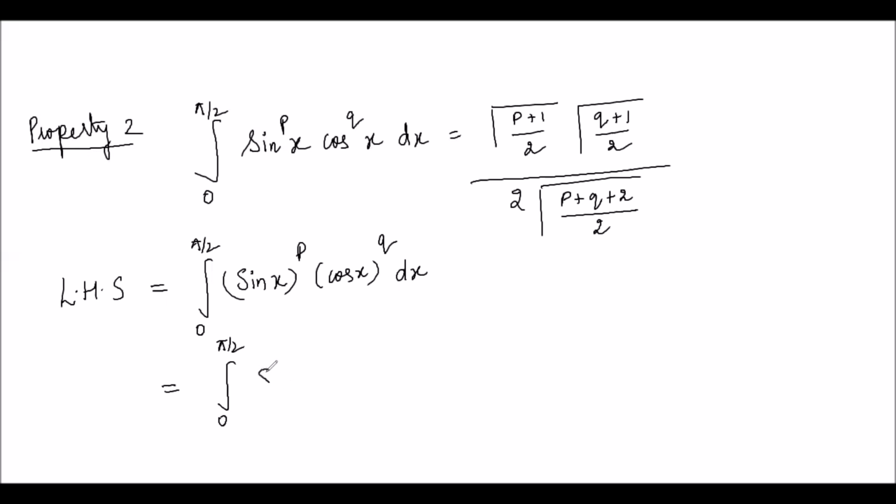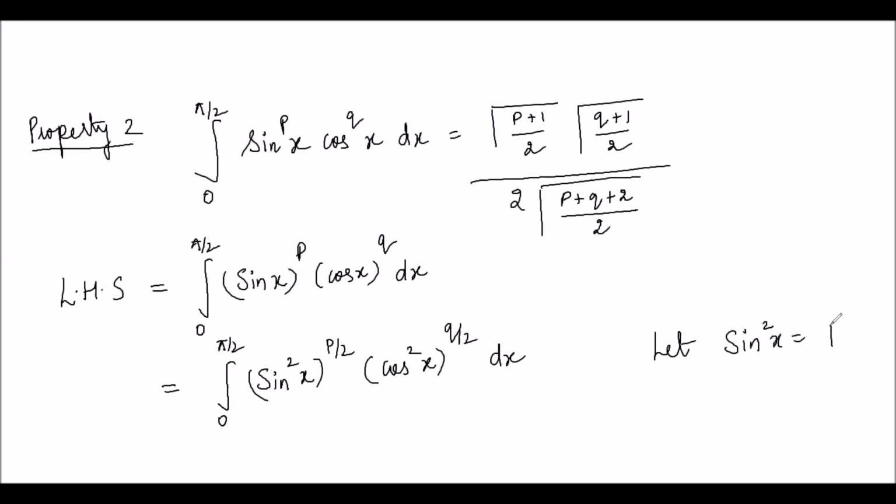So let us write it in this way: cos square x raised to q by 2 dx. Use the same substitution. Let sine square x be t. This cos square x will become 1 minus sine square x, that is, 1 minus t. Find out the relation between dx and dt. The new limits will be from 0 to 1.